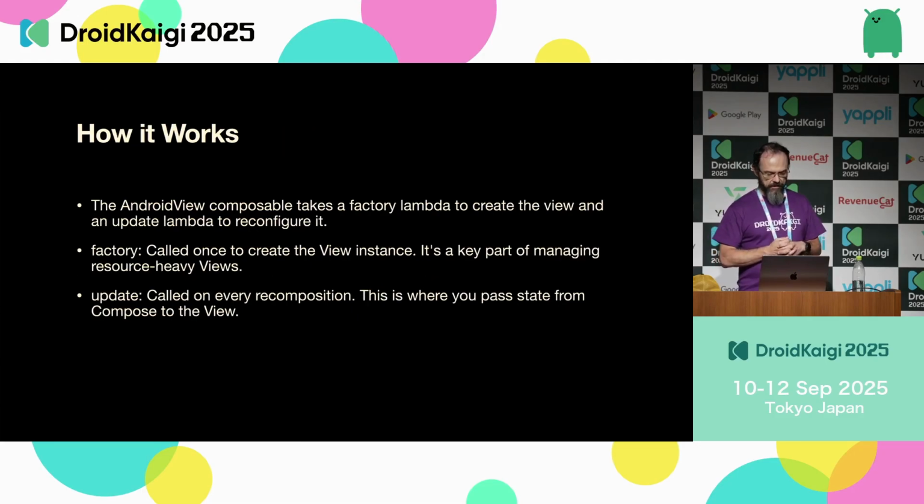How it works. The Android view composable takes a factory lambda to create the view and an update lambda to reconfigure it anytime there is a recomposition. We have other lambdas like on reset and release that we'll see later as well. The factory lambda is called once to create the view instance, and it's a key part of managing resource-heavy views. The update lambda is called on every recomposition. This is where you pass the state from Compose into the view.